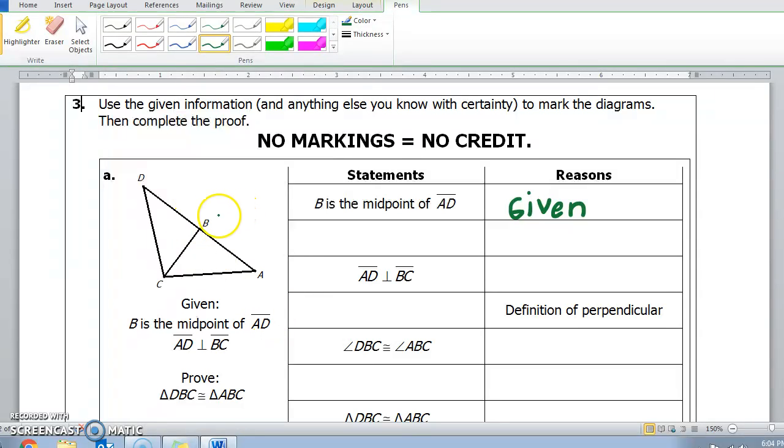Now, because of the fact that B is the midpoint of AD, we know that AB is congruent to DB. And the reason is definition of a midpoint.